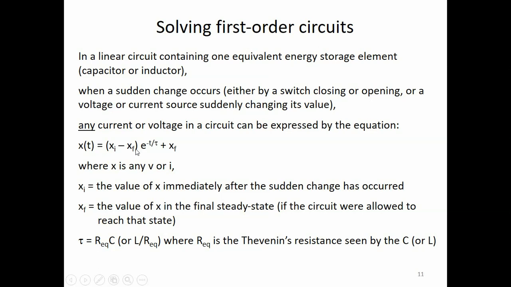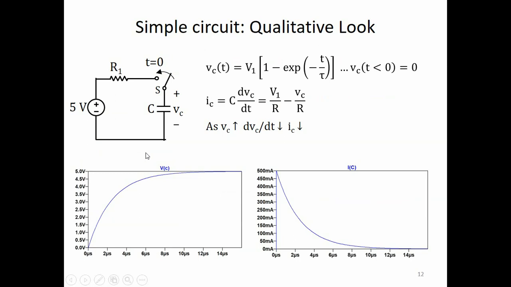All these three are found by solving DC circuits. Xi we find by solving the circuit at t equal to 0 plus. Xf we find by drawing the circuit at t equal to infinity, which will be a DC circuit again. So by solving two DC circuits and finding the Thevenin's resistance of the same circuit, we can find any current and any voltage in the entire circuit. Some homework problems you can solve utilizing this property.